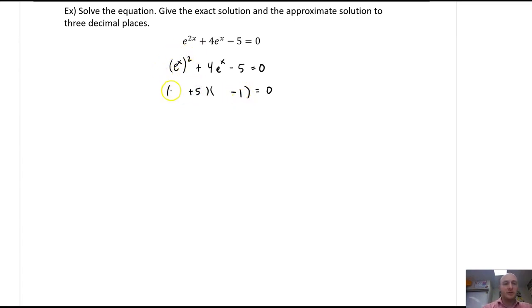Take the square root of the first term. That gives us e to the x plus 5 times e to the x minus 1 is equal to 0. We'll go ahead and use the zero product property. So e to the x plus 5 is equal to 0, or e to the x minus 1 is equal to 0. And we will solve.